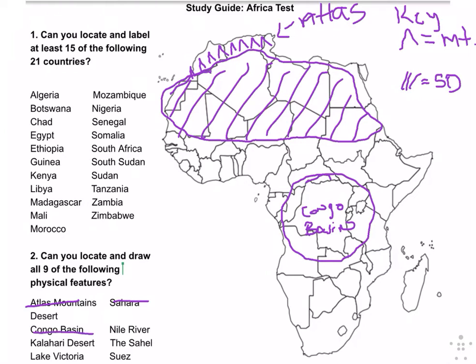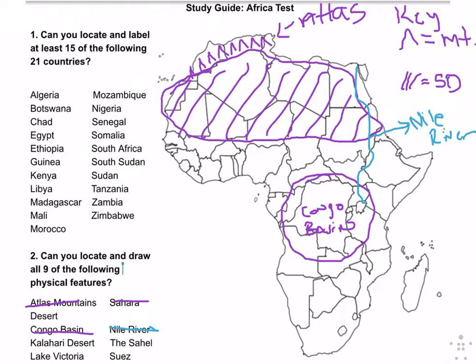Good to go. Nile River is the river directly coming out of Egypt, and it runs all the way to the north. Kind of goes here. Let me do it in a different color. Remember, on your map you could do it in a different color as well. So kind of like so. Go ahead and point it out. Nile River.